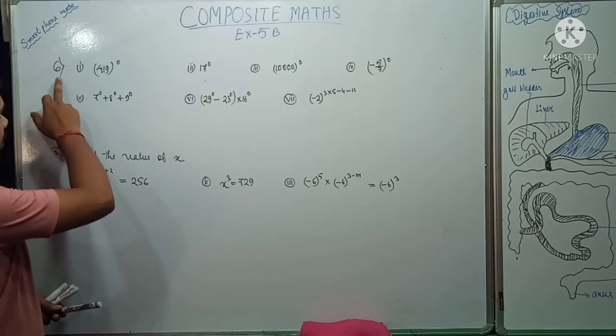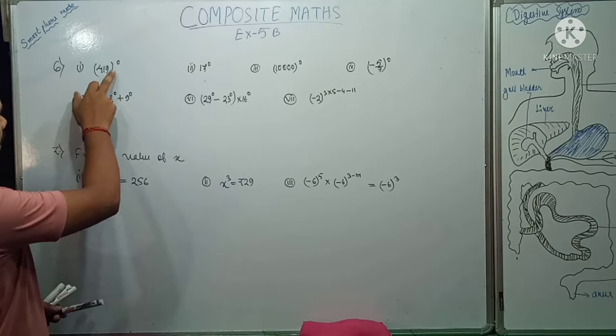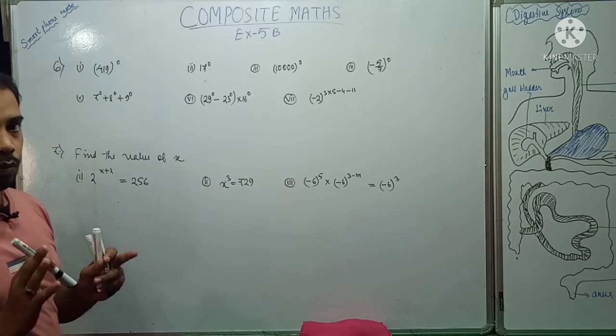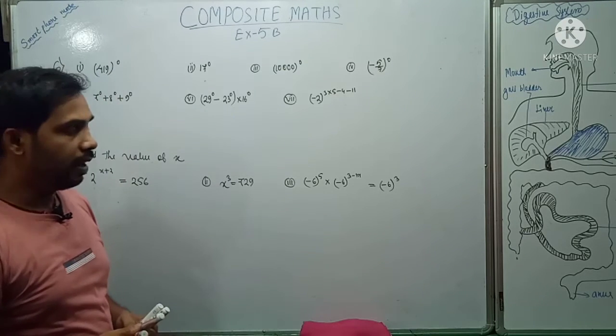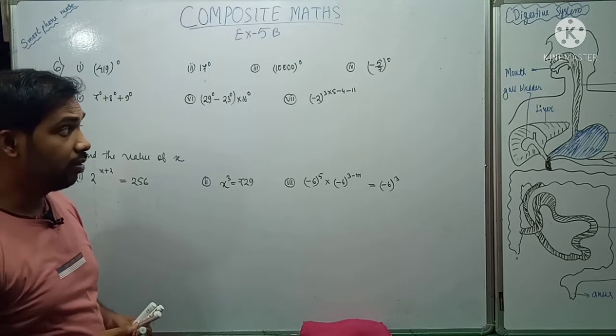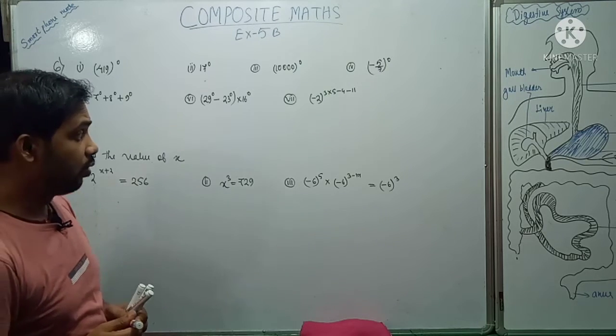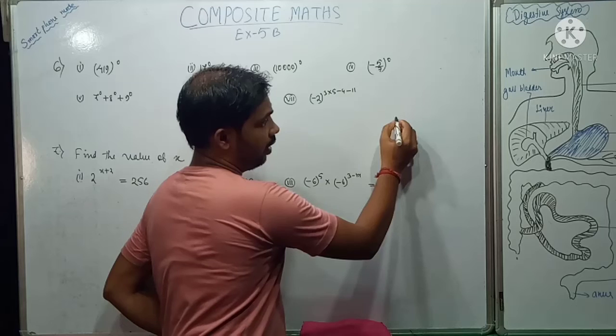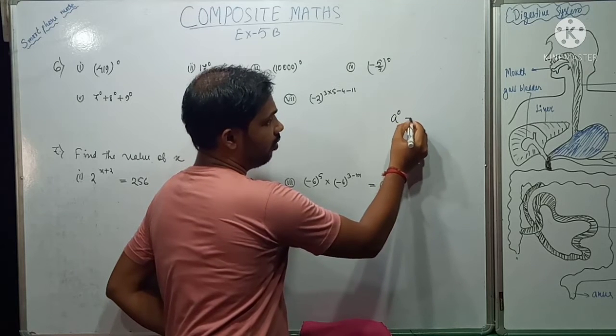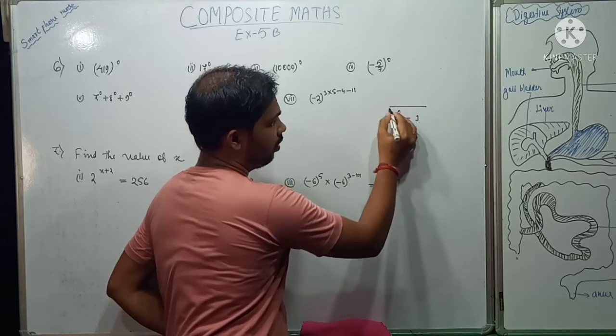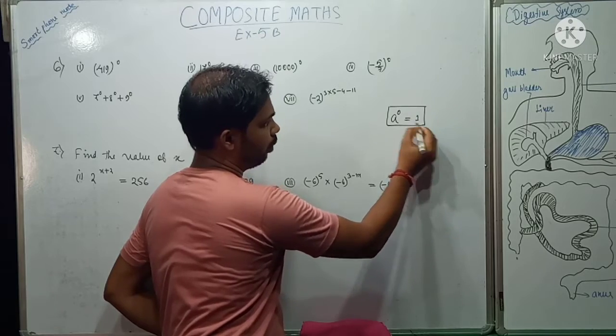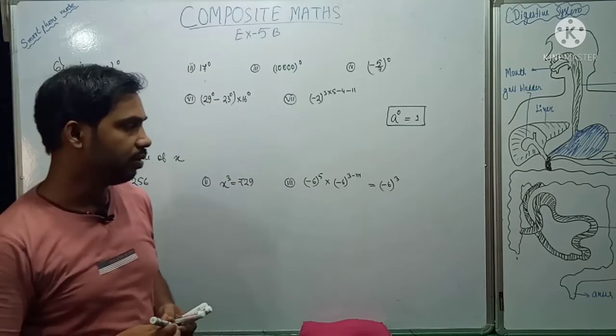So see, question number 1, given 419 to the power 0. Now I have one formula: anything to the power 0 is 1. So you always remember this formula, that a power 0 is equal to 1. Then it will be easy for you.